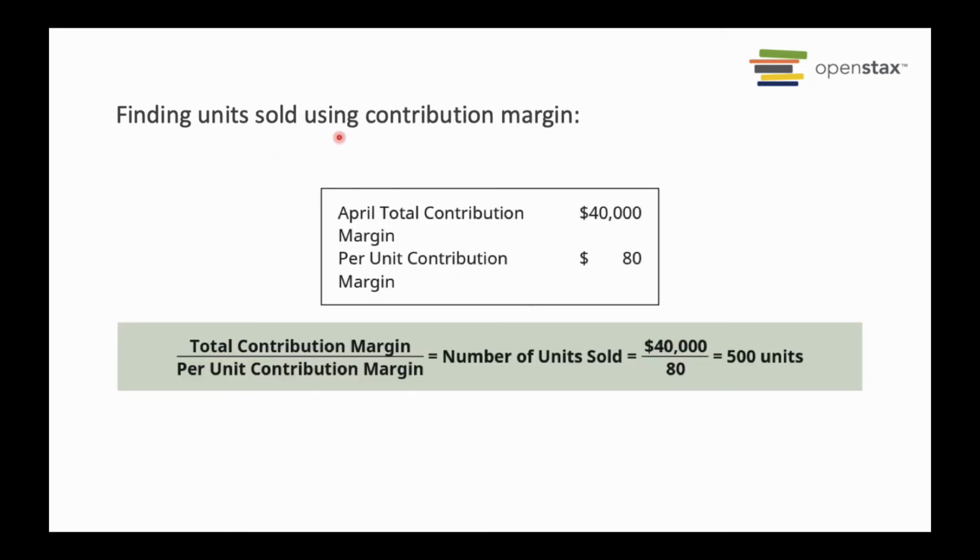Finding units sold using contribution margin. If we are told that in April total contribution is 40,000 Rand, we know our per unit contribution is 80 Rand. Therefore, we must have sold 40,000 divided by 80 Rand. We must have sold 500 units. So total contribution margin divided by per unit contribution margin is equal to the number of units sold.